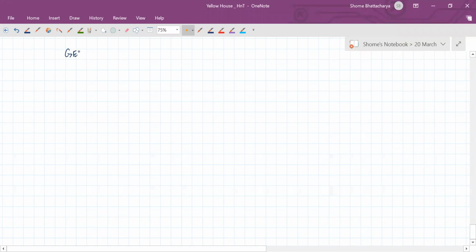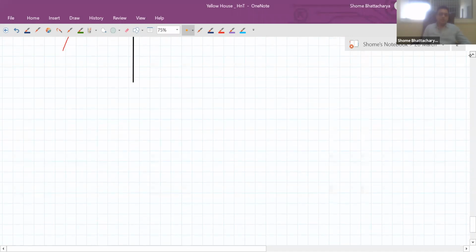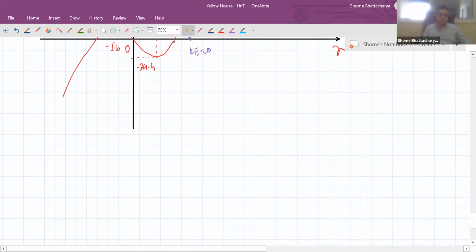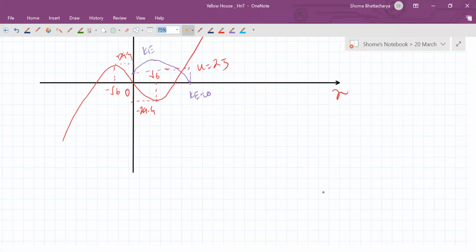Sir, what you told about the displacement of that question? Maximum displacement, maximum x coordinate, where will it be? Where the particle stops for a moment. So where the particle stops, okay.